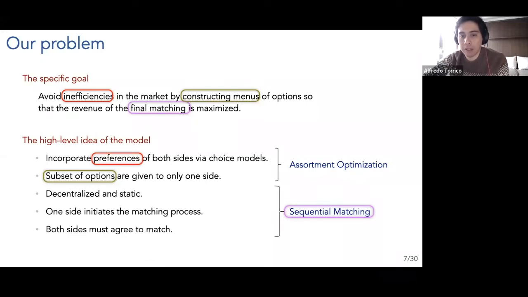There's only going to be one shot decision. Once I initiate the matching process, in the previous example it was the consumers, and at the end, both sides must agree in order to generate a match. And this is the sequential matching part. I'm going to formalize this in the next slides.